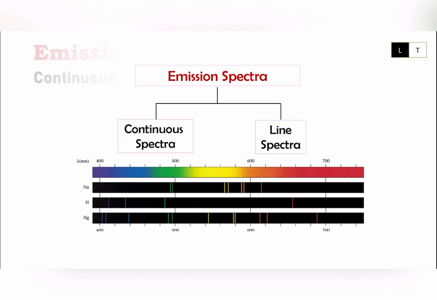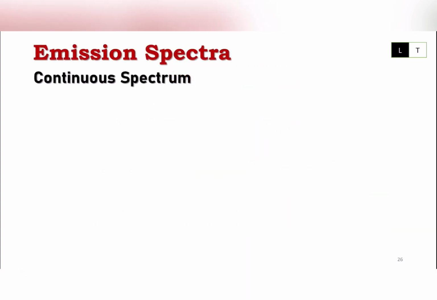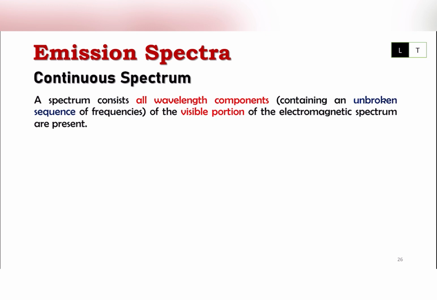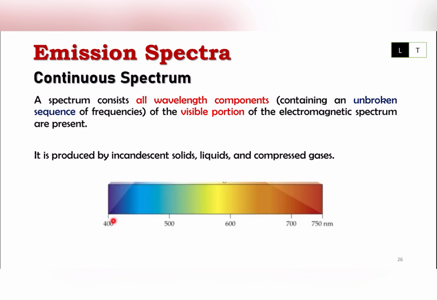Let's go to the continuous spectrum, where this spectrum consists all wavelengths components of the visible portion for electromagnetic spectrum that are present. So you have to know that unbroken sequence of frequency also included in this spectrum. This spectrum is produced by incandescent solids, liquids, and compressed gases. An example that we can see from continuous spectrum is these beautiful rainbow colors of spectrum.